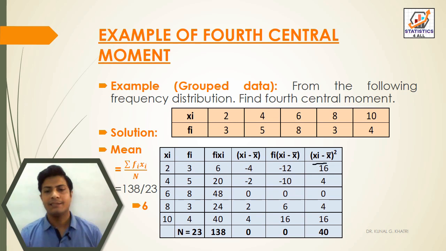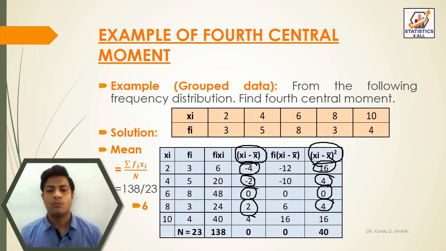Now xi minus x bar whole square, that is xi minus x bar into xi minus x bar. So here minus 4 square is equal to 16. Minus 2 square is equal to 4. 0 is equal to 0 only here. 2 square is equal to 4. 4 square is equal to 16. Now we take the sum of xi minus x bar whole square, we get the value 40.